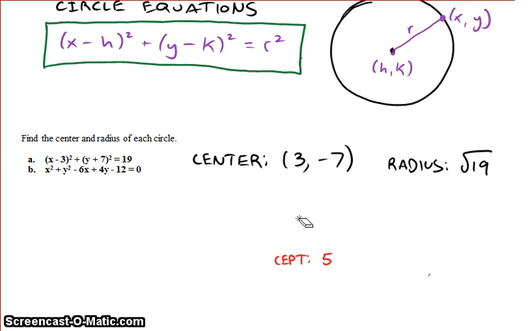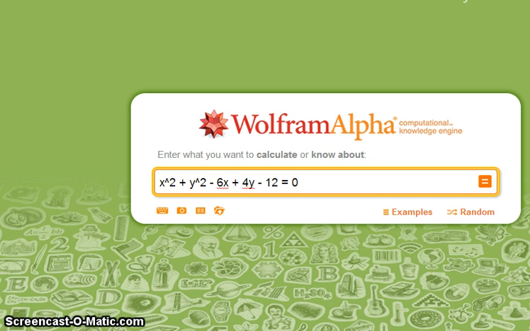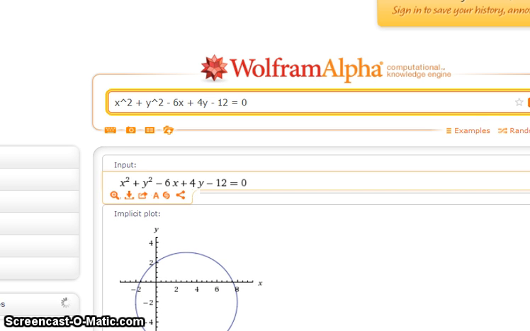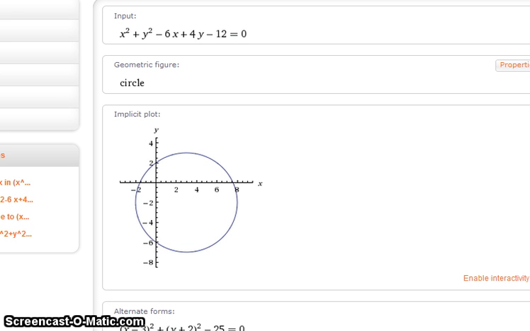So that takes us to letter B. We are given an equation that does not look like a standard form equation for a circle. However, we are told it is a circle. I can verify it's a circle by going to a website here, Wolfram Alpha, and putting the equation into the equation bar. This is just like it's written. And let's see what it gives me. This website knows how to deal with any type of equation. So, sure enough, it gives me a graph of a circle.